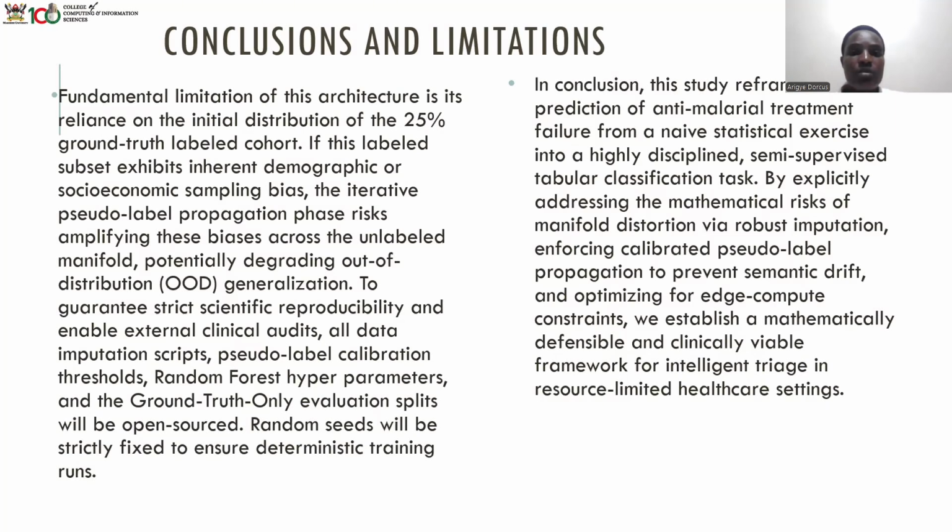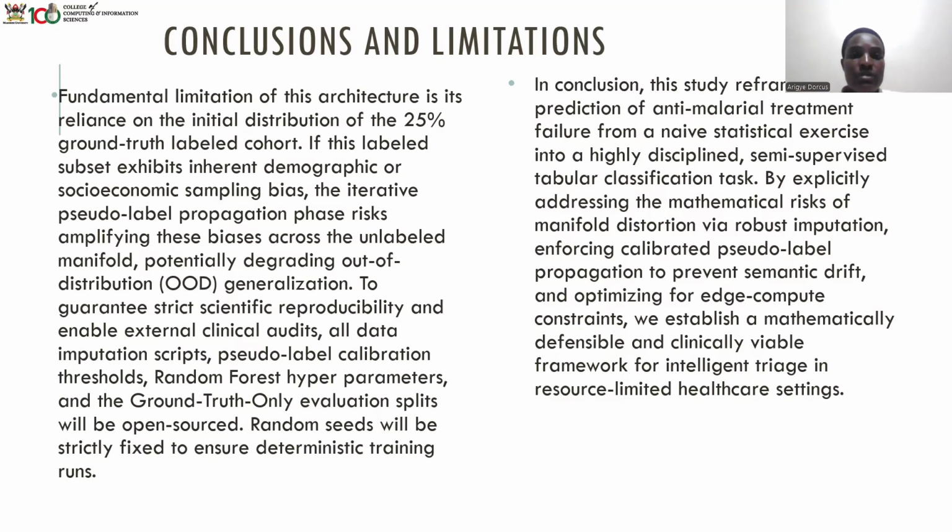This hurts what we call out of distribution generalization, meaning the model might fail when applied to patients from different backgrounds. To counter this, we are open sourcing all imputation scripts, pseudo-label thresholds, and hyperparameters. We also fix random seeds so that every training run is deterministic and auditable.